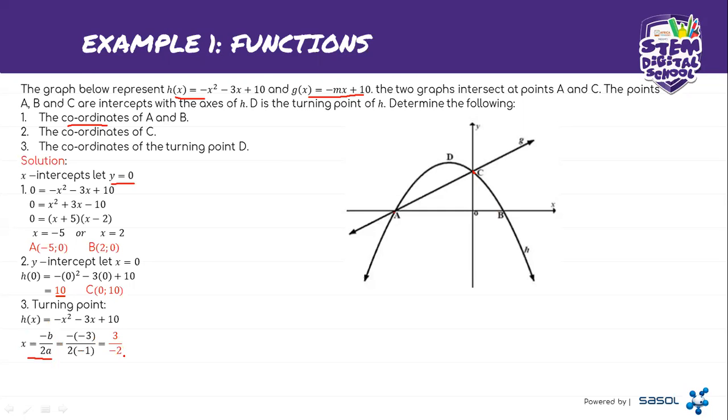Now we are looking for the corresponding y value for the turning point. Then we're just going to take this value of x to what? To the original equation. Where we see x, we're going to substitute the negative 3 over 2. Then our value of y in this case we can see is 49 over 4. So these are the coordinates of the turning point. All right, then let's proceed.